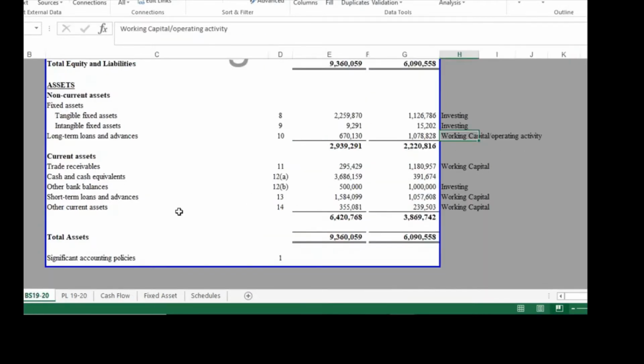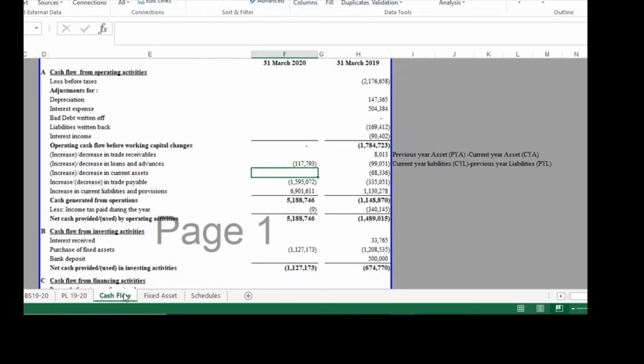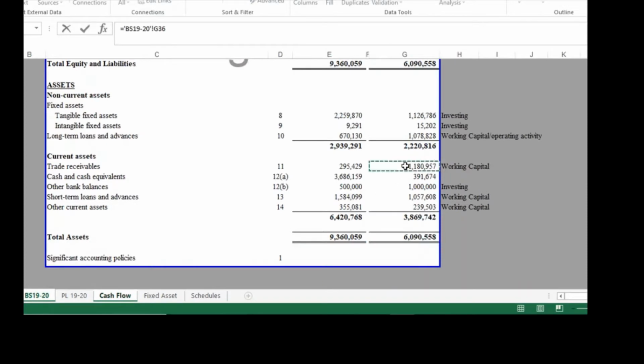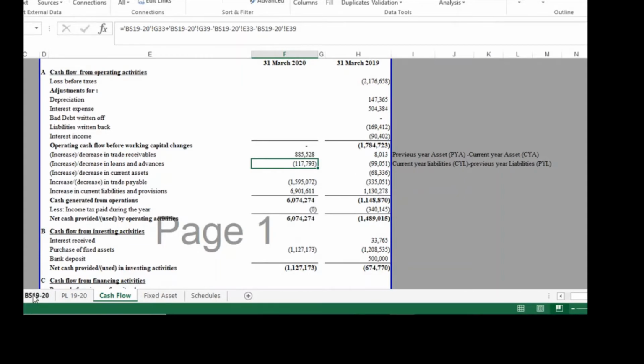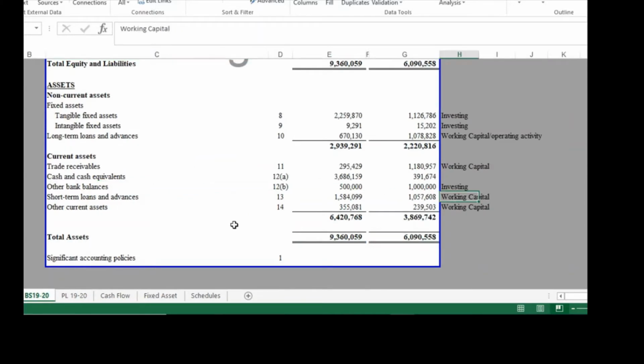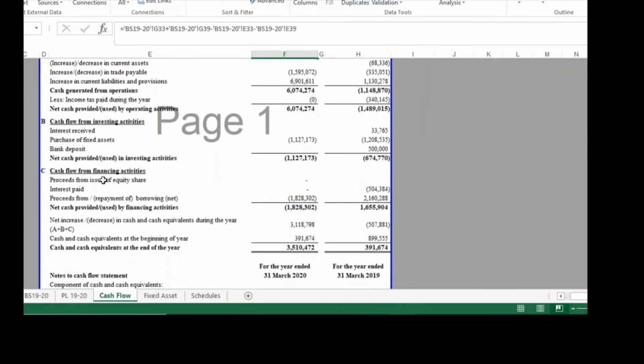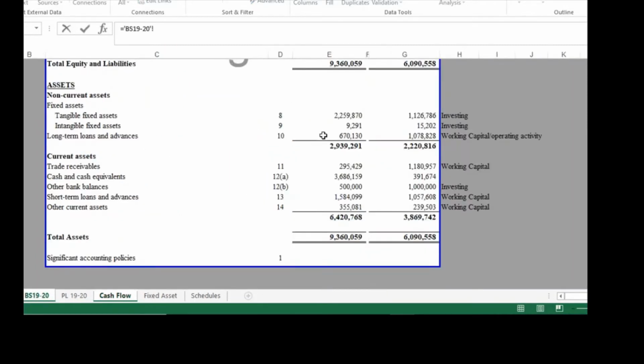Now we go to the next item in our balance sheet, which is trade receivable. Again, previous year asset minus current year asset. Now the next item is other bank balance. Other bank balance is an investing activity. So we go to the investing activity part of our cash flow statement. So previous year minus current year.